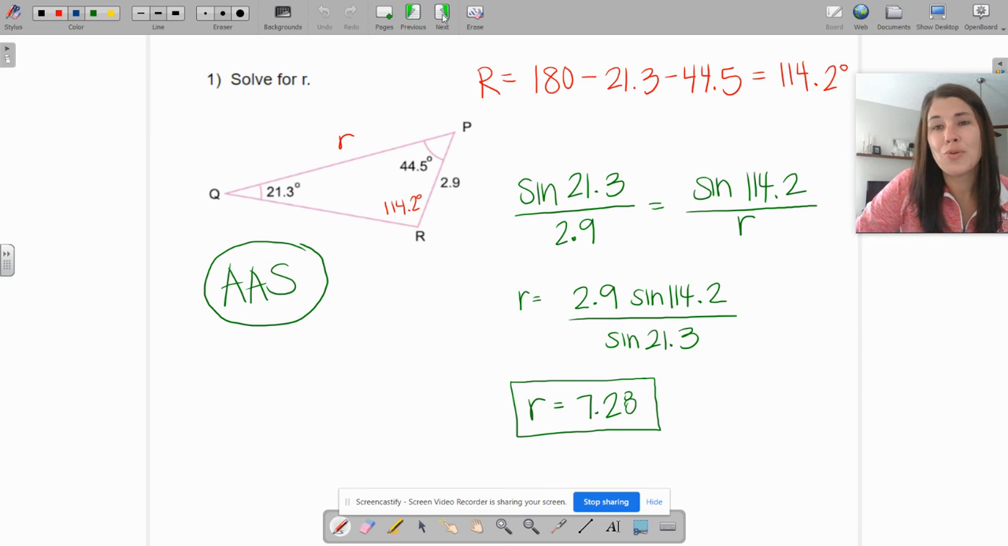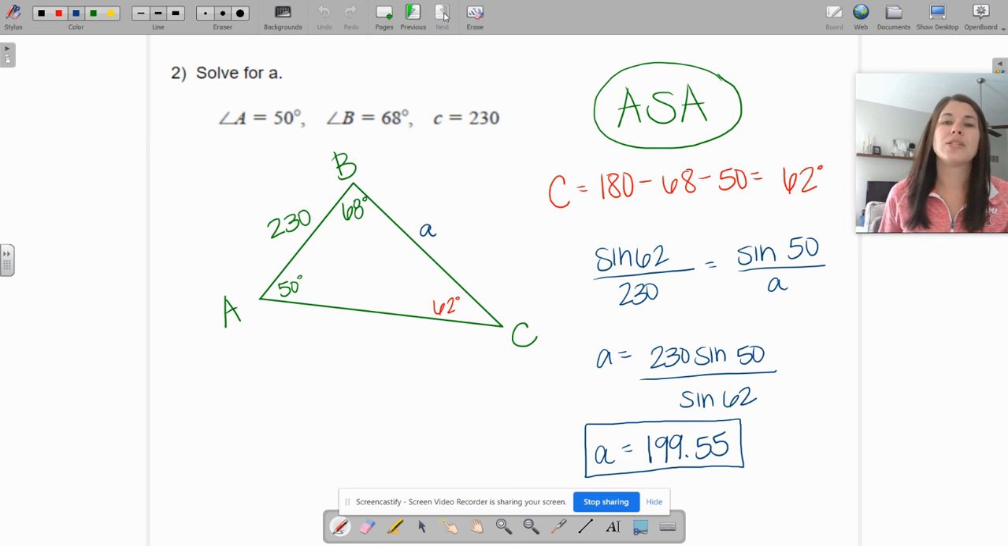And then number 2, which I'm sure you paused the video and tried on your own. Number 2 was an angle, side, angle problem, and I got that angle A was 50 degrees, B was 68, and C was 230. So knowing all of that, I could also get angle C was 62. You can see the two ratios that I set up and the completed proportion. So then A was about 199.55. And go ahead and check out the next video for side-side-angle.